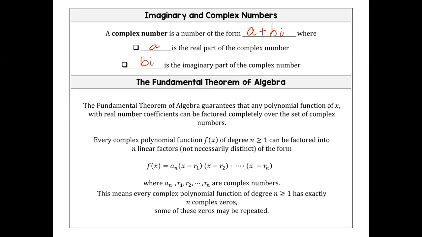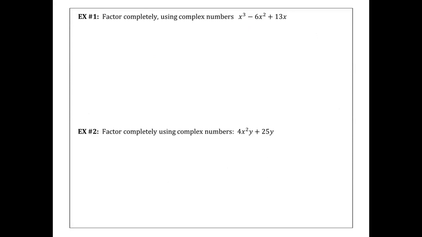Okay, so the fundamental theorem of algebra guarantees that any polynomial function of x with real numbers can be factored completely over the set of complex numbers. So I can completely factor all polynomials. However, some may have complex numbers as their factors. Yes? That is what this is stating. That's all that this theorem is stating, and someone got a whole bunch of credit for stating it. Good job, person.